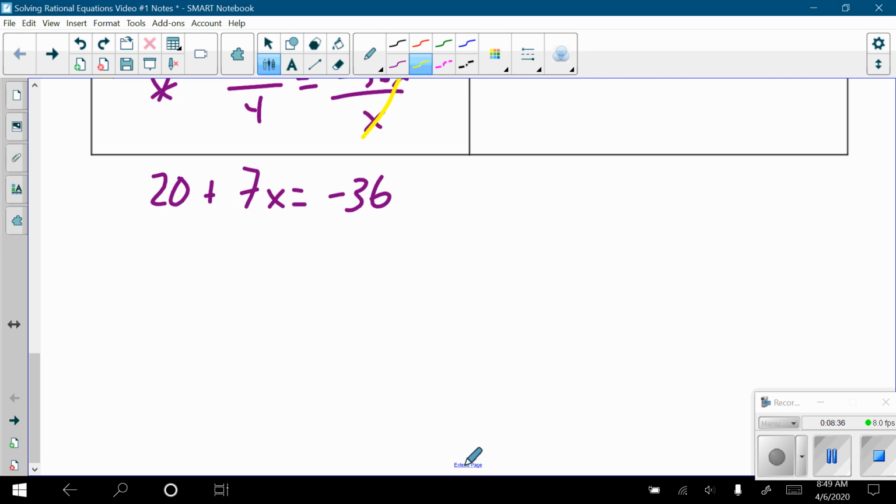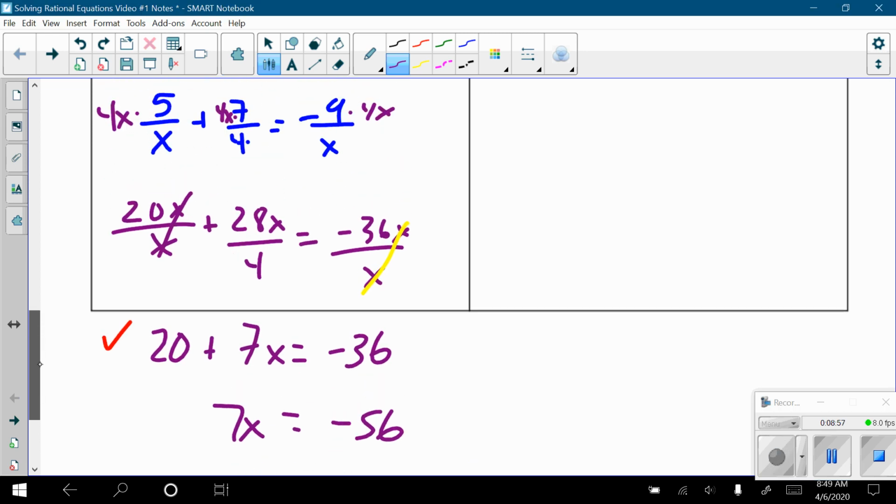Now look, I still have an equation I have to solve. But what's nice about this equation? It doesn't have any fractions. It's just a normal linear equation. Subtract the 20 over. I'm going to get negative 56 equals 7x. Divide both sides by 7. I'm going to get x equals negative 8.